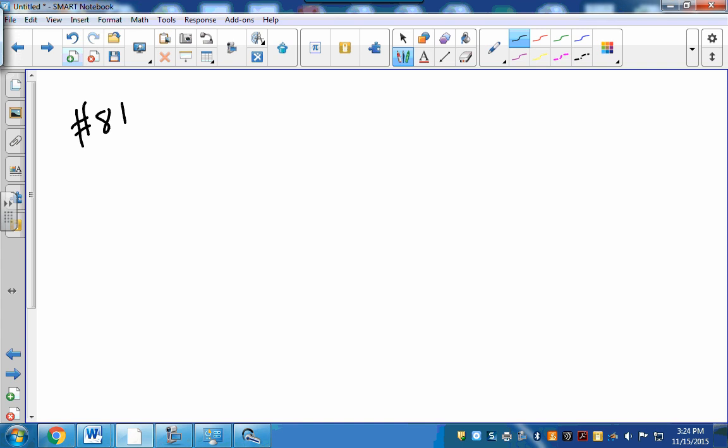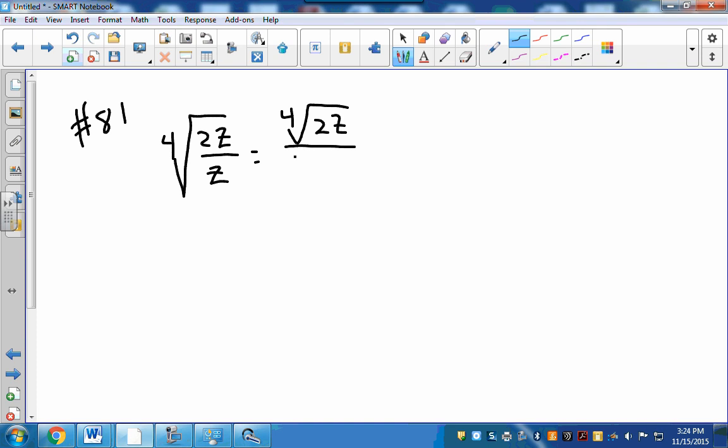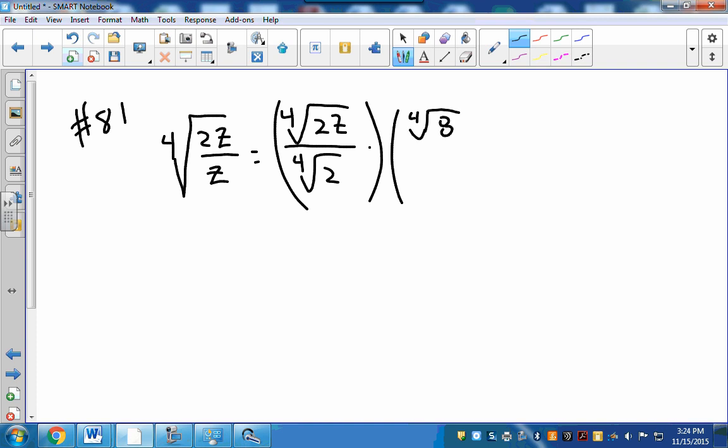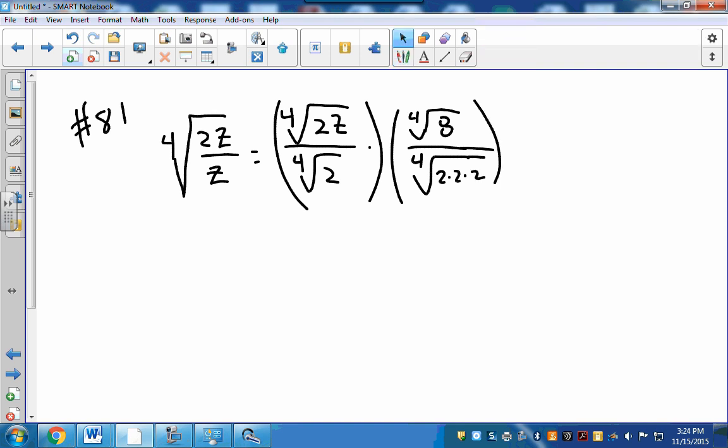Number 81, the fourth root of 2z over z. Okay, so we're looking for, let's go and break this up, the fourth root of 2z over the fourth root of 2. We're looking for triples on the bottom. So when I multiply by 1 this time, I'm going to use the fourth root of 8. The reason I know that is because 8 is 2 by 2 by 2. That will give me my four 2's down here, right? You see, all sitting there.